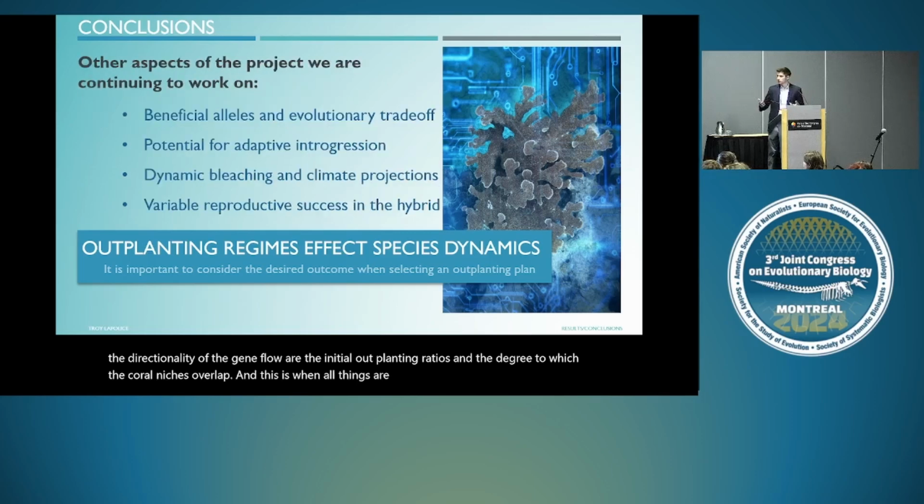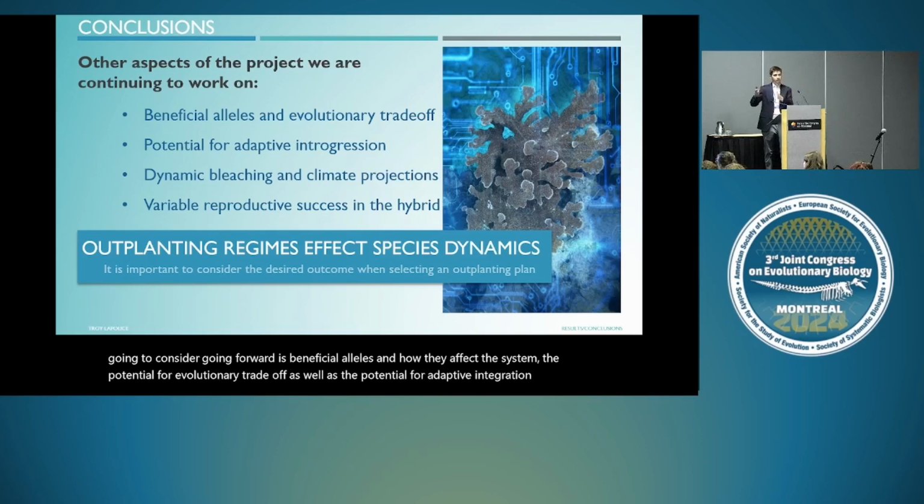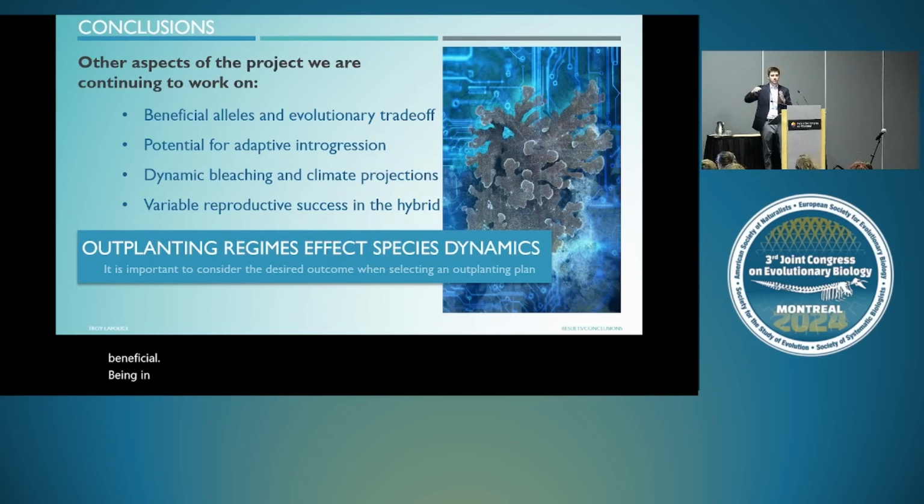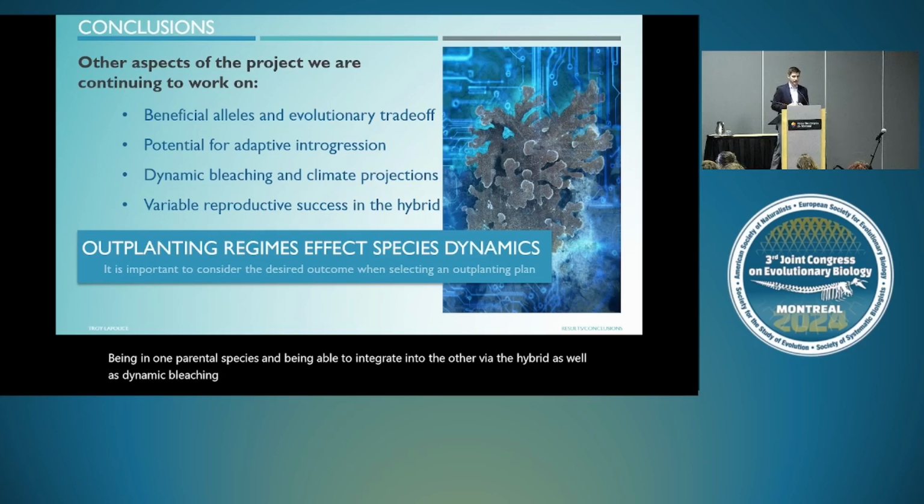So one of the things that we're going to consider going forward is beneficial alleles and how they affect the system, the potential for evolutionary trade-off, as well as the potential for adaptive integration. So the beneficial allele being in one parental species and being able to introgress into the other via the hybrid, as well as dynamic bleaching, climate projections, and variable reproductive success within the hybrid gametes.